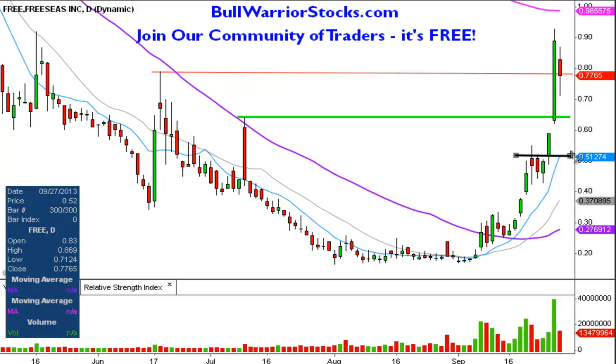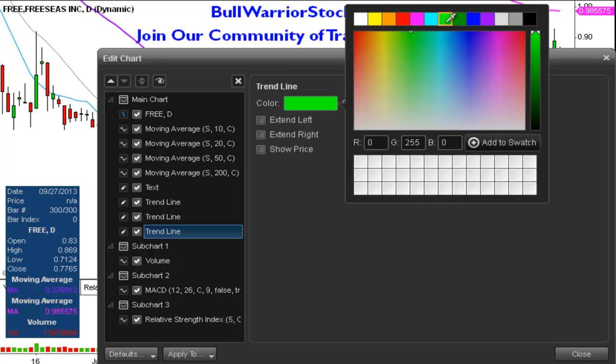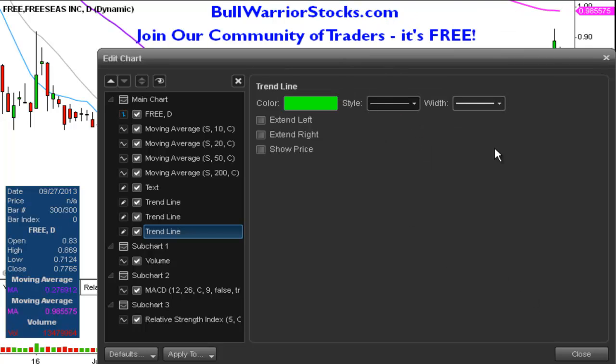And then the next area right down in this zone here where you had all these previous highs, so we'll just call that one at 52 cents. And then of course the 50-day simple moving average, which we've already talked about.